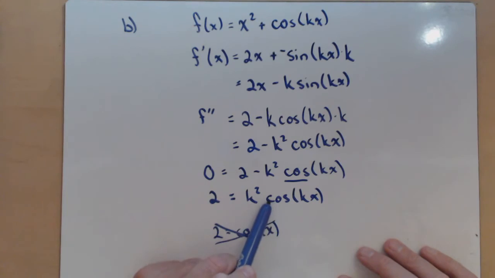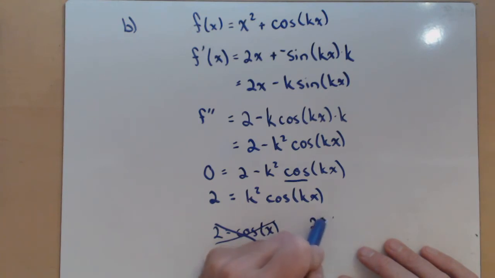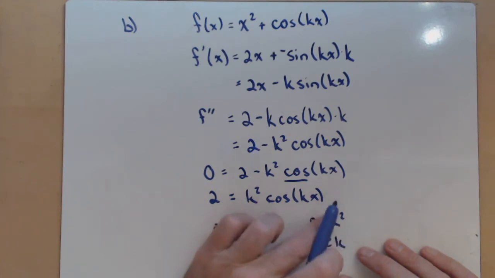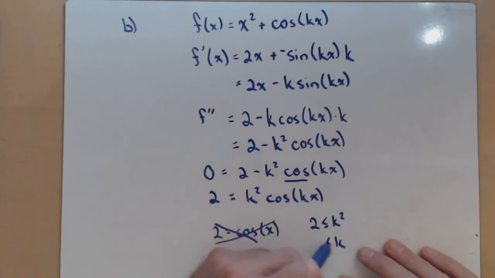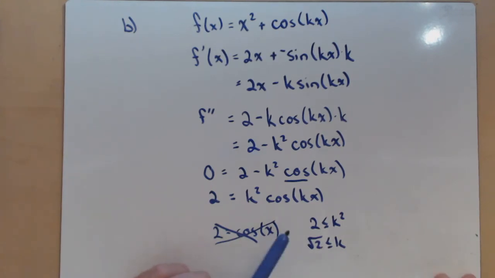Since the biggest cosine can be is 1, if we take that into consideration, then we have to figure out what k is going to be in order to make this statement true. Well, k squared is going to have to be at least 2, which means k has to be at least square root of 2 in order for this thing to have inflection points. Now, when it does, it's going to have infinitely many.